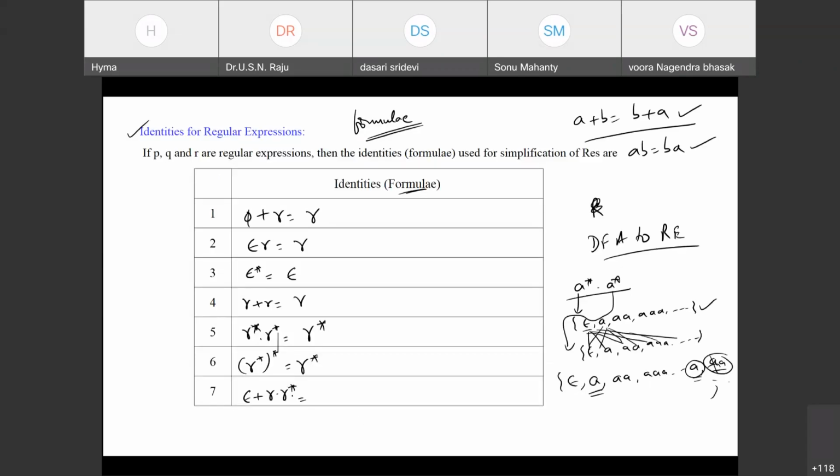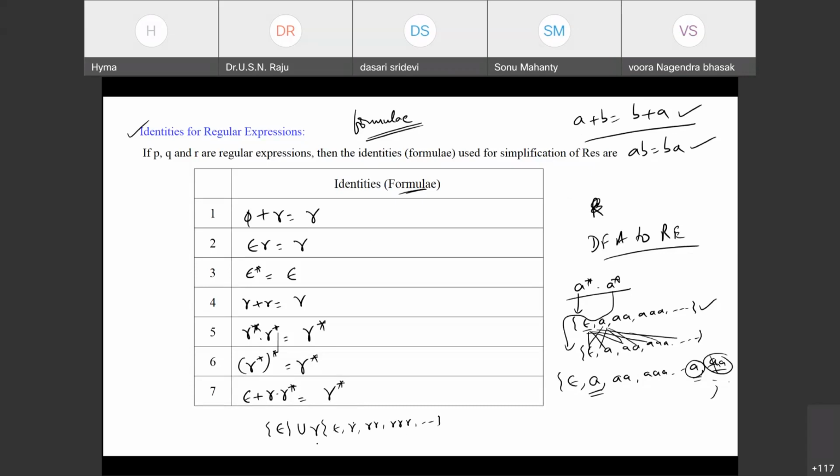Epsilon plus R star. R star, sir. How is it true? Because here epsilon union R, means union, no, R star. So R is there already. R star means epsilon, R, double R, triple R, and so on like this.